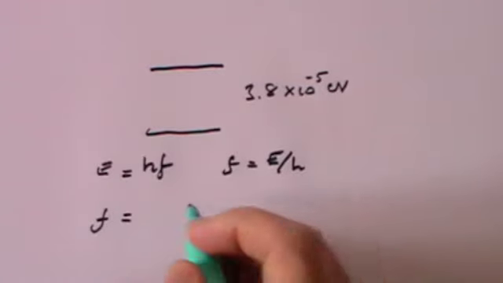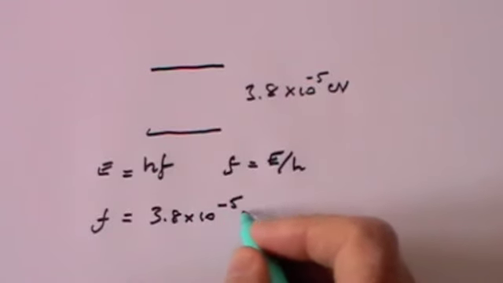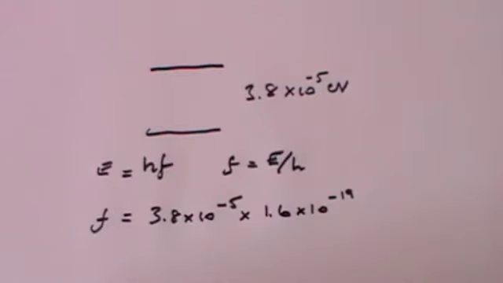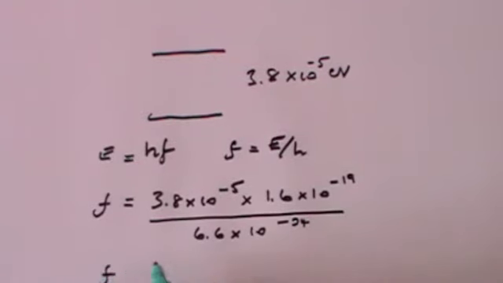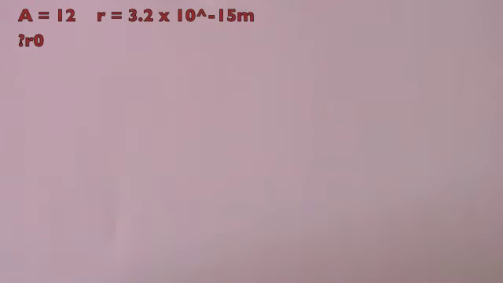So the frequency is going to be E, which is 3.8 times 10 to the minus 5 electron volts, but now multiplied by 1.6 times 10 to the minus 19, now in joules, divided by Planck's constant h, which is 6.6 times 10 to the minus 34. And if you do that with your calculator, you should get that that is 9.2 times 10 to the 9 hertz.